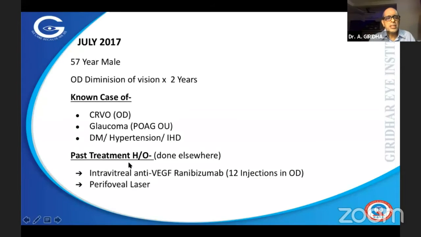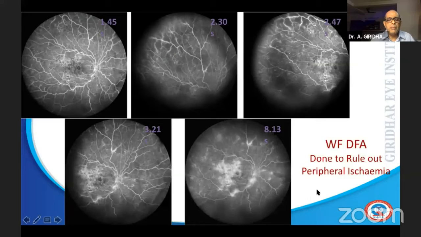This is my fourth case. This is again a 57-year-old patient diagnosed elsewhere with associated primary open-angle glaucoma. This patient had already received 12 injections of ranibizumab. In this particular patient, I did an initial fundus fluorescein angiography.